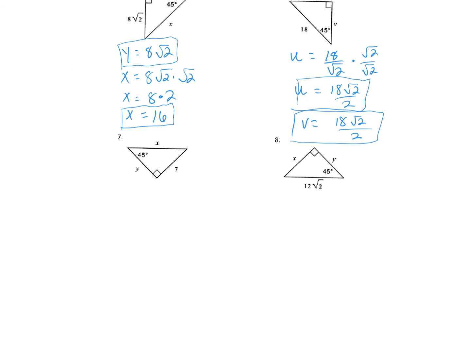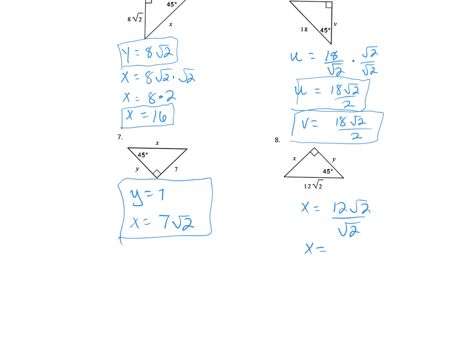Finally, the last 2 examples. We got 7, y should equal 7, x should then equal 7 root 2. Next one, these are our answers here. X should equal 12 root 2. You want to divide that by root 2, which is then simply 12. That means y should equal simply 12. And those are our answers.